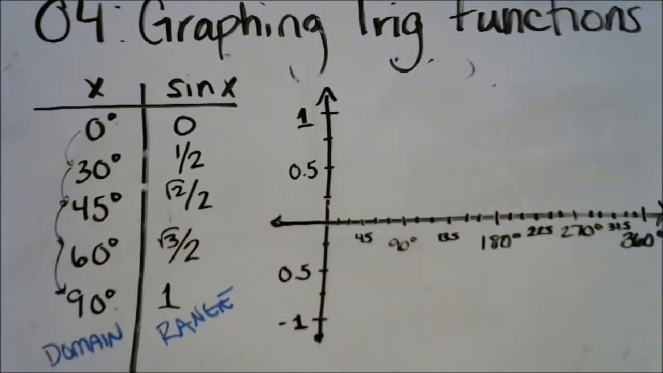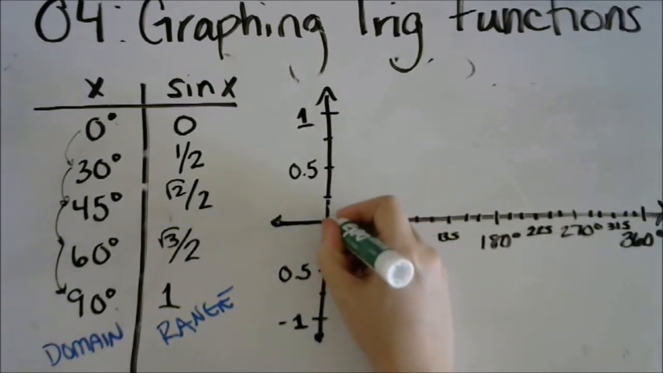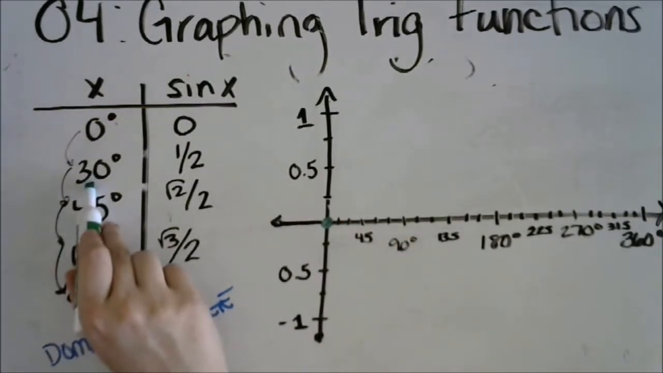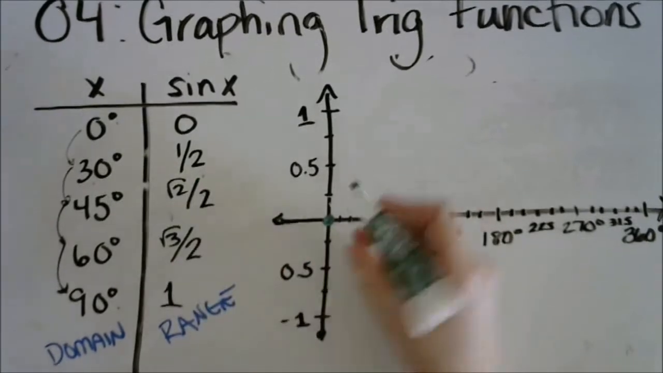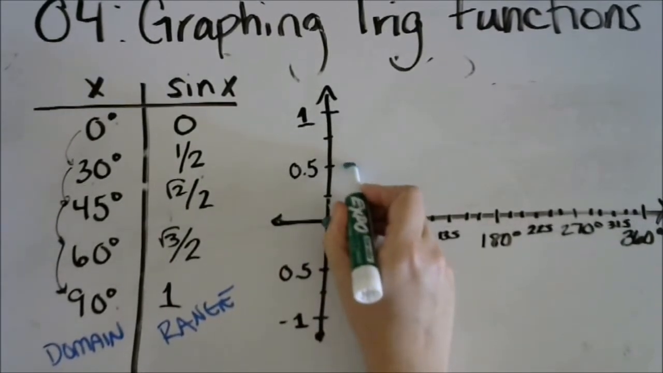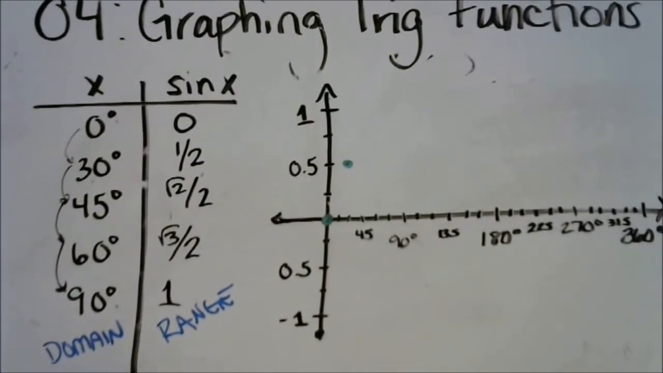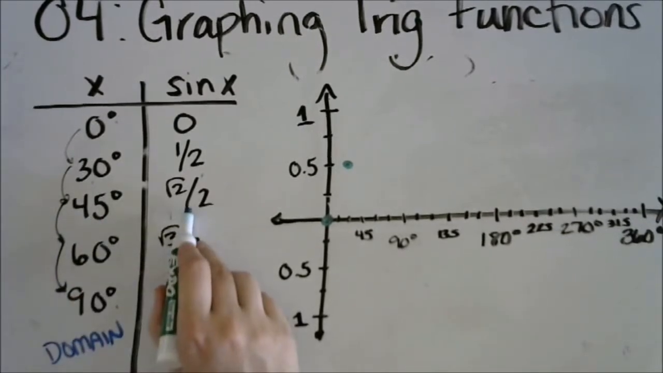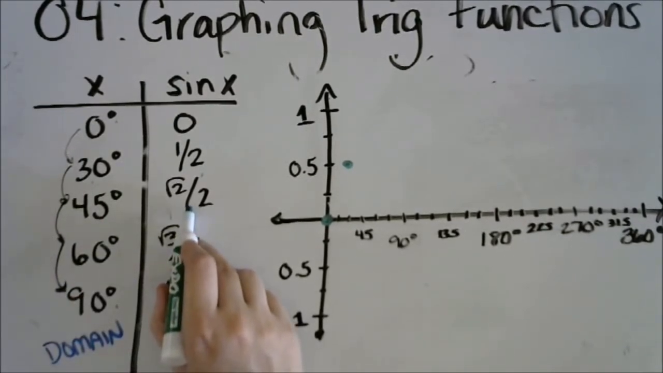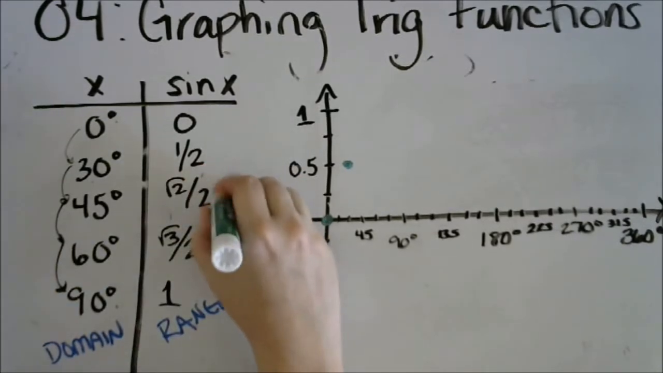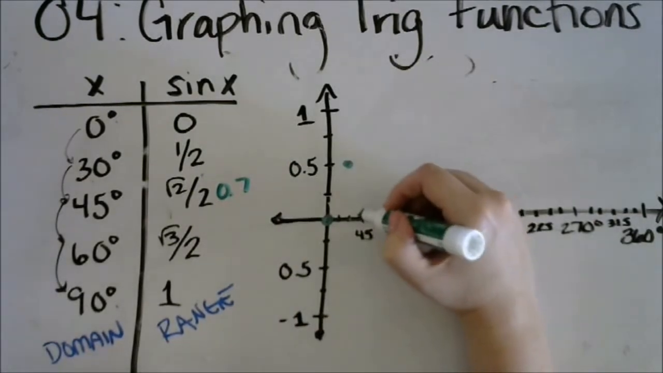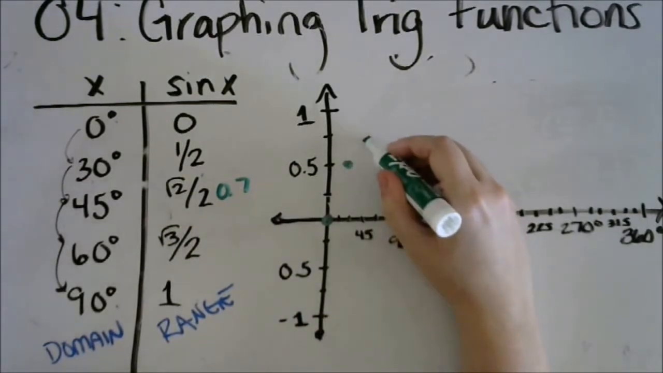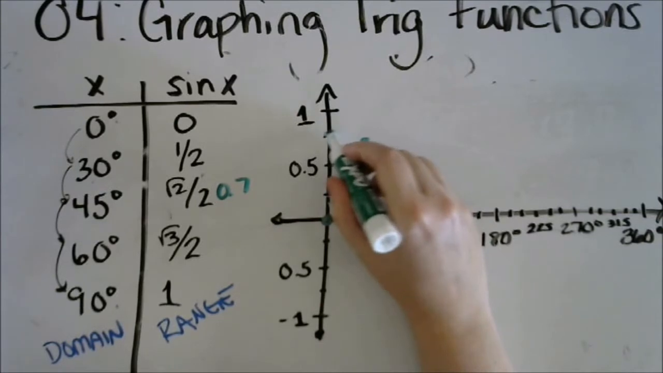Now, let's actually graph this curve. Starting with 0, 0, sine is distinct from cosine because it starts at the origin. I need to graph 30 degrees, 1/2. Well, 1/2 is exactly 0.5, so my first point goes here. 45 degrees graphs as rad 2 over 2. Well, rad 2 over 2 is approximately 0.7. So I want to go to 45, about 0.7, which will be just under 0.75.